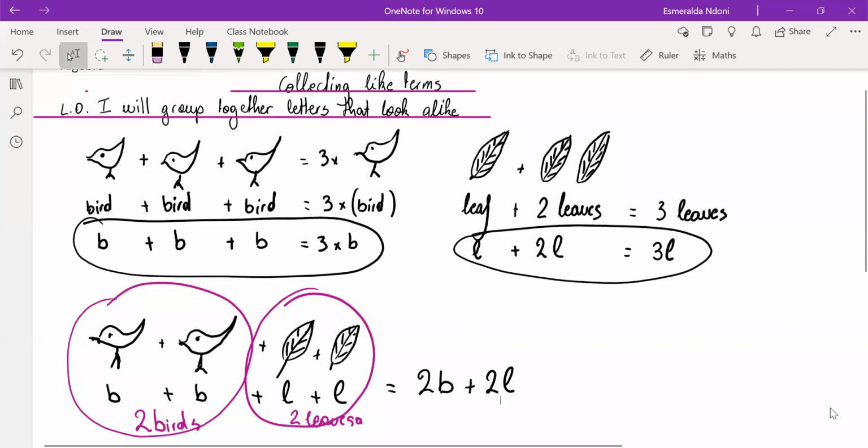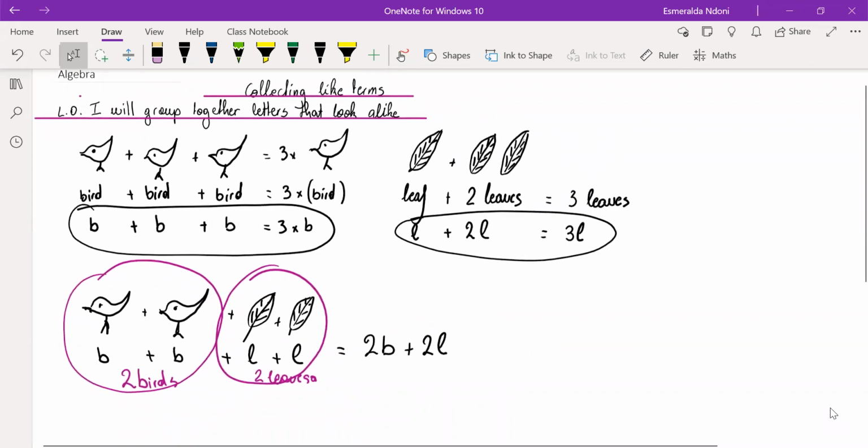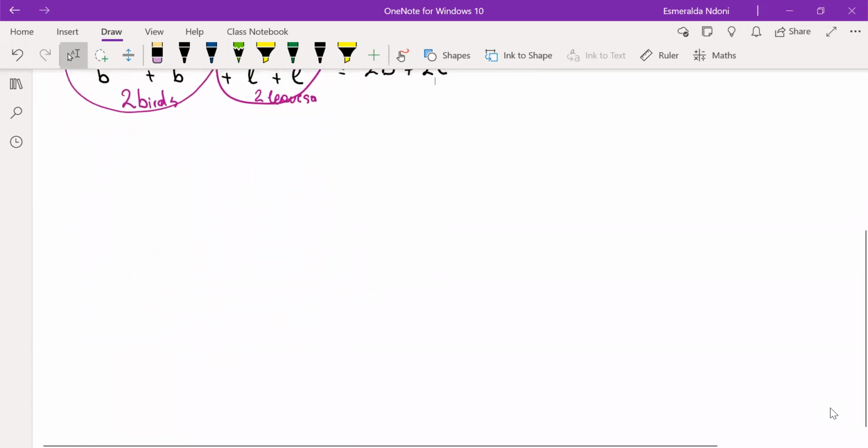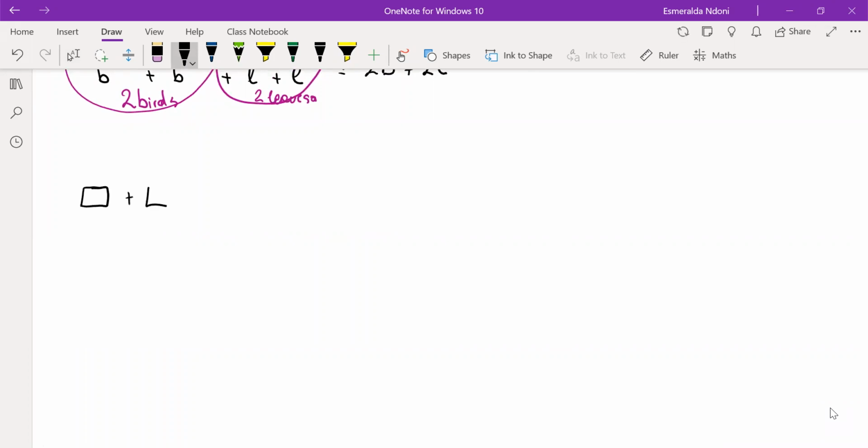Okay, what I'm going to draw now is something that's a lot easier for me. I'm going to draw a square, and another one, and another one. So we know now that a square can be called an S. So we know now that we can say that we have 3 squares, or 3 lots of S.